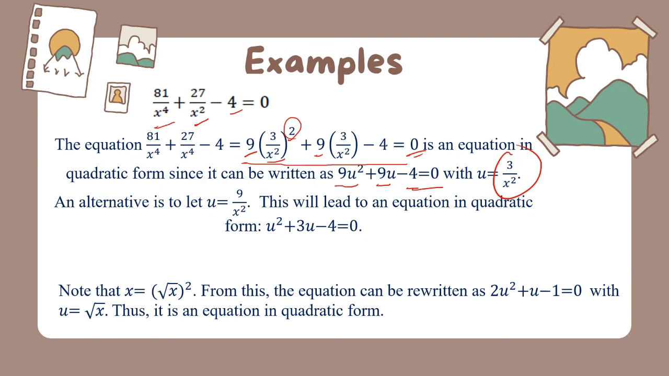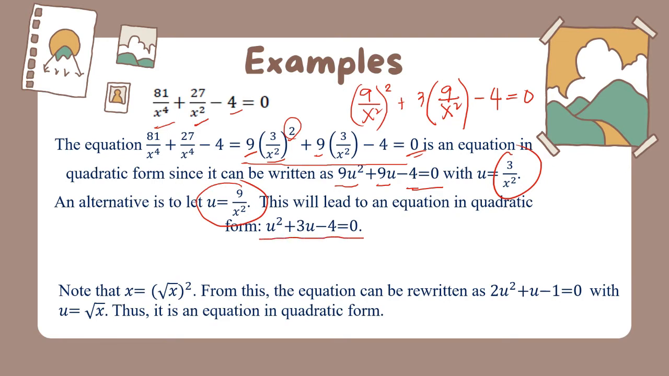And we have here an alternative value for u. We have here 9 over x squared po. Since 81 over x to the fourth can be written as 9 over x squared, or the quantity of 9 over x squared raised to 2 plus 3 times 9 over x squared minus 4 is equal to 0. So here, the value of u is 9 over x squared. Therefore, the quadratic form will be u squared plus 3u minus 4 is equal to 0 po.